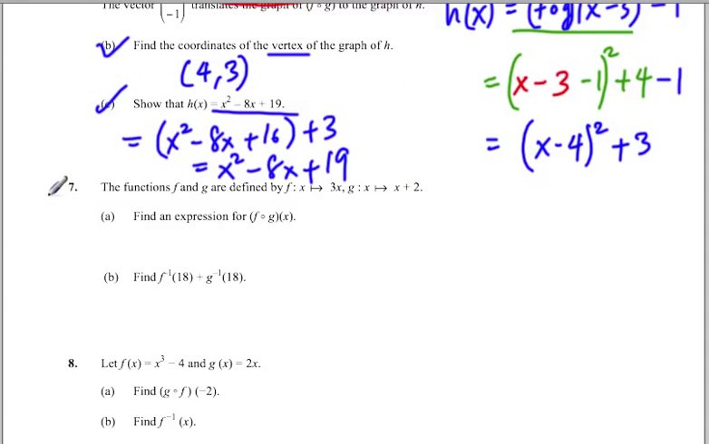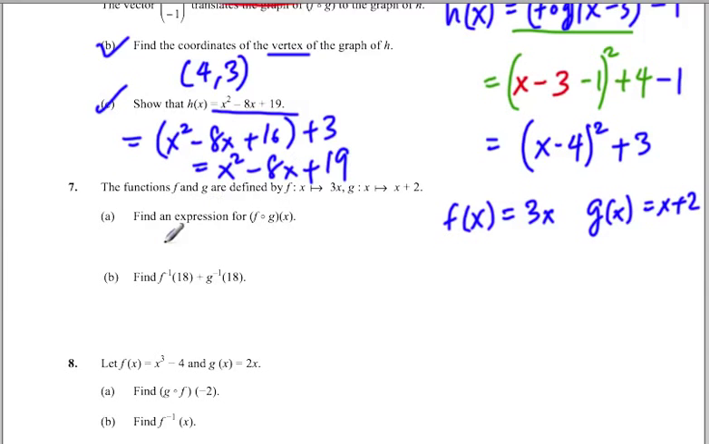All right, so number 7. The functions f and g are defined by this and that. This notation right here all it means is f of x is equal to 3x, and g of x is equal to x + 2. That's all it means. There's nothing really fancy about this. It just means f of x is 3x and g of x is that.